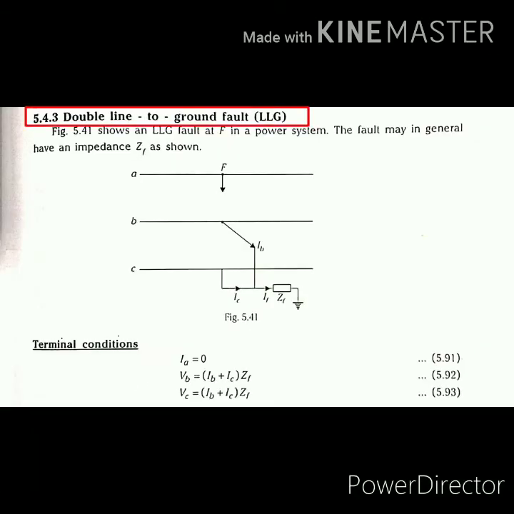So the last one is the double line to ground fault, LLG. Here again the fault is in phases B and C to the ground. Terminal conditions: since there is no fault in A and it's open, IA is equal to 0. Voltage across B is IB plus IC into ZF. VC is IB plus IC into ZF. So from here you can observe that VB and VC are equal.